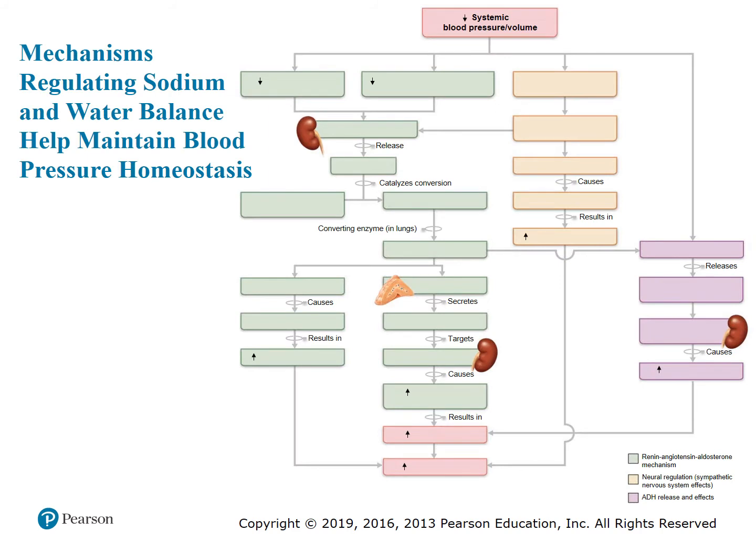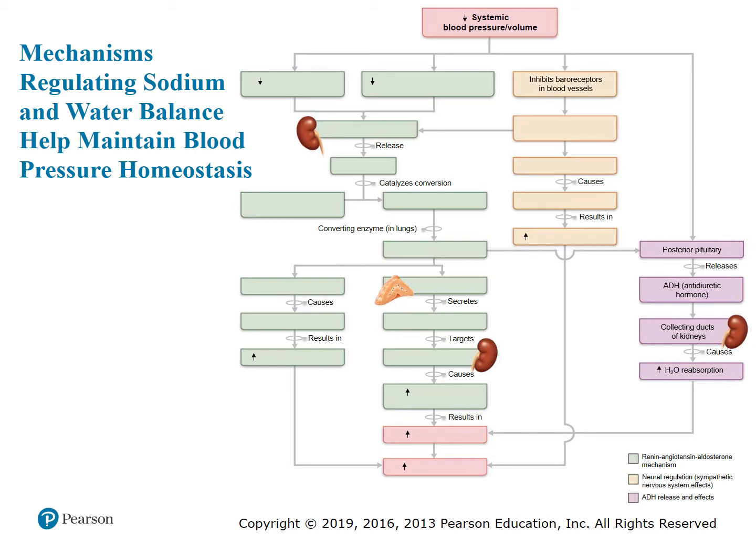Okay, so here are some of the mechanisms that regulate sodium and water balance and maintain blood pressure homeostasis. Let's start out with a lowered systemic blood pressure or volume and take a look at some of the different things that happen. We're going to start over on the right with ADH release and effects. The posterior pituitary will release antidiuretic hormone, which will affect the collecting ducts of the kidneys and cause them to place aquaporins in their membranes, resulting in greater H2O reabsorption.